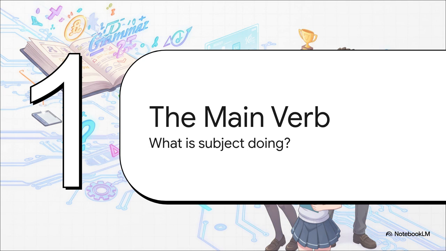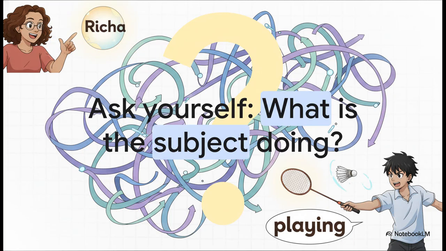Moving right along to section 2, mastering the main verb. What is the subject doing? Whenever you're staring down a complex, completely tangled sentence in an exam, you need to actively ask yourself this one vital rhetorical question. What is the subject doing? Seriously, make it a habit. If the sentence is Richa is playing badminton, just ask, what is Richa doing? Boom. It gives you the instant answer, playing. That right there is your main verb.